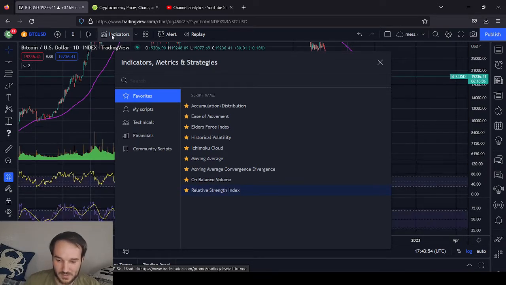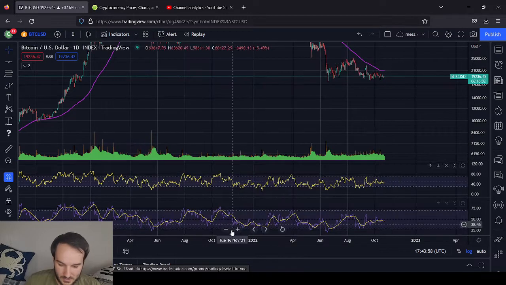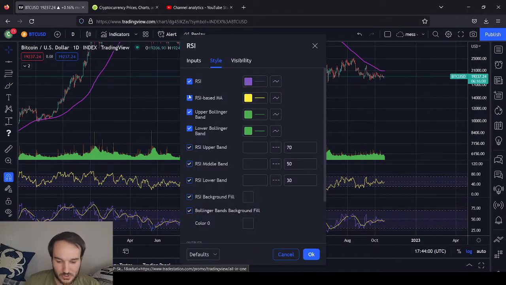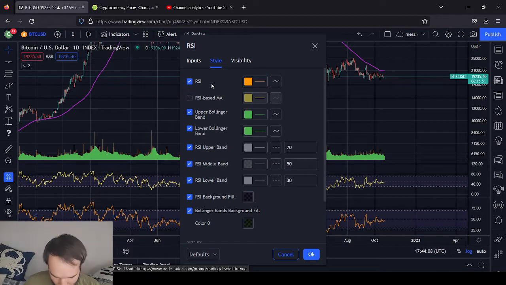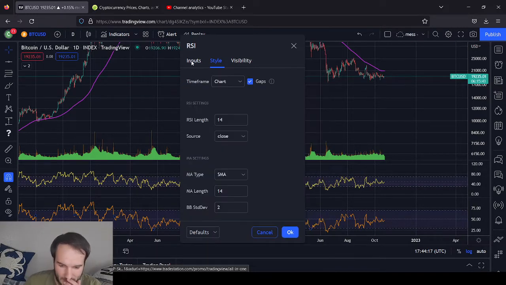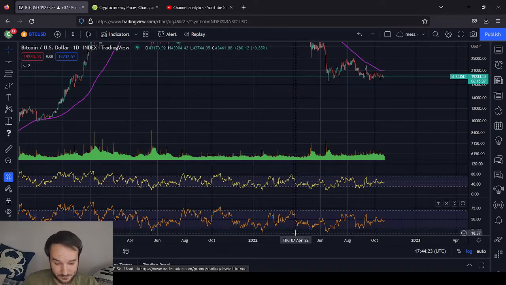If I click indicators here on TradingView, I click relative strength index. This is how I do it. I know some people like the MA, the moving average for the RSI. I don't like it, so I click it off. I'm going to change my color to orange. It was red before, but I'm going to change it to orange. There's no Bollinger Bands. Anyways, input, I'm going to make it 123. That means it takes 123 candles to form it.